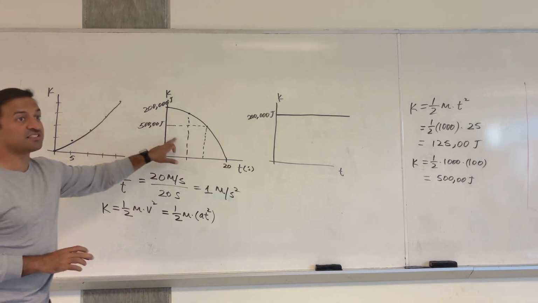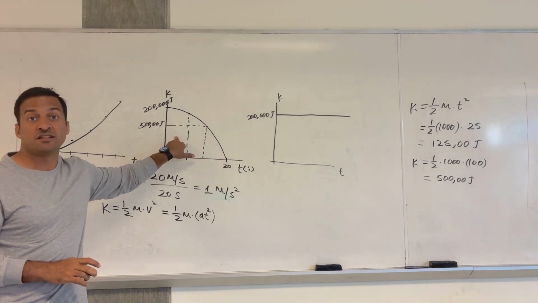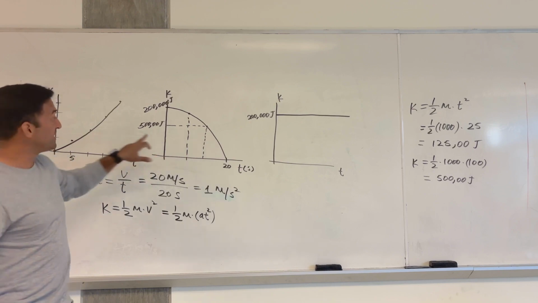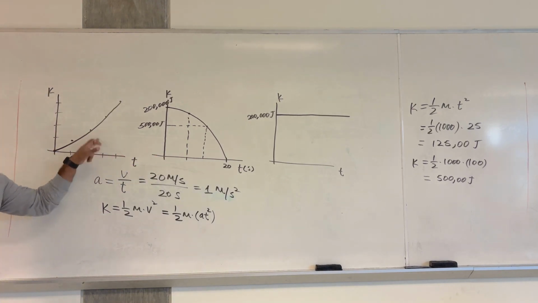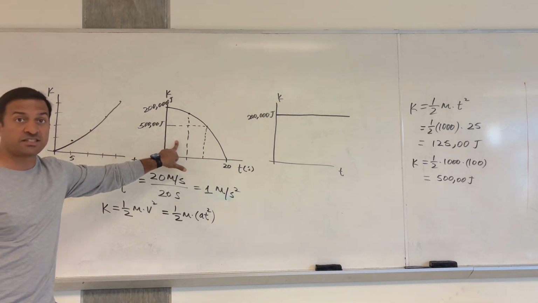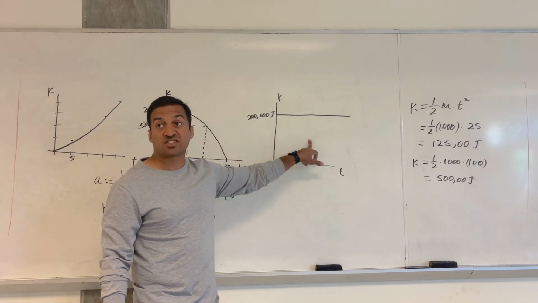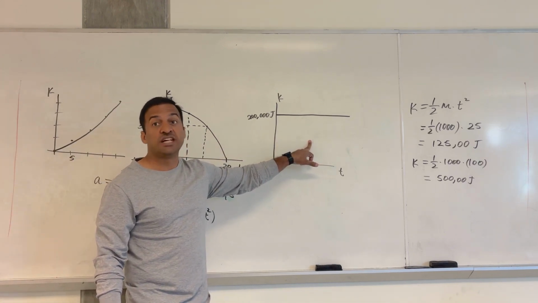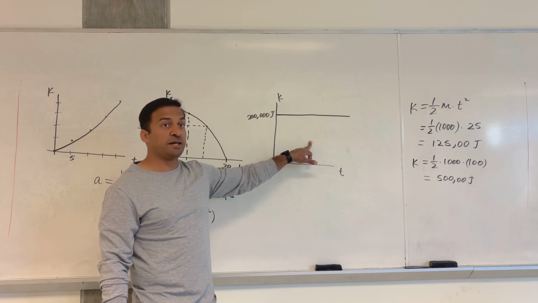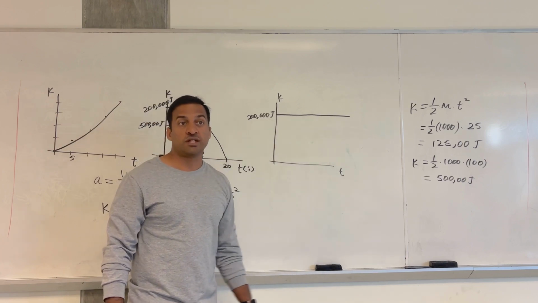In these two cases, the speed was not fixed. It was changing. In this case, it was increasing with time. In this case, it was decreasing with time. And in this case, speed is constant, so it's fixed. It's independent of time. And if it's independent of time, you should get a straight line.